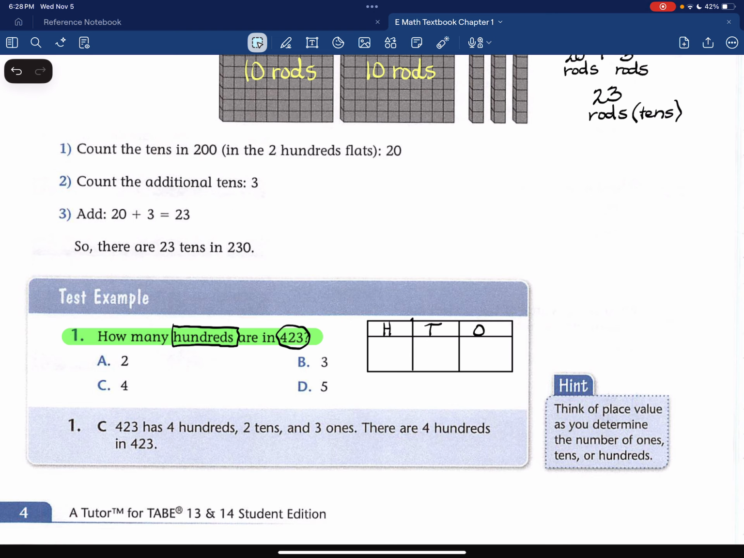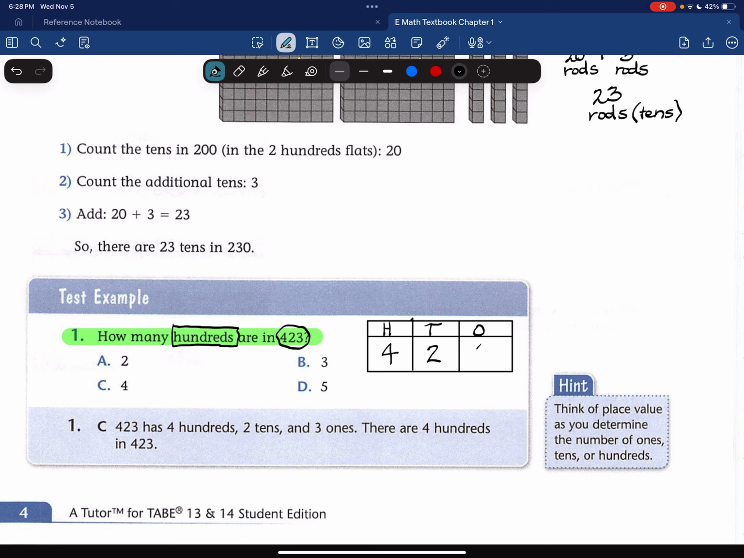All right, so 423 goes into this place value chart. And the question is, look at the box you drew. How many hundreds are there? So that's the key that we're looking for. Now, the rods, I have 2 of them, but I would need to have 10 of them in order to get another 100. So there are 4 hundreds in this number, and that is C as in Charlie. The hint says to think of place value as you determine the number of ones, tens, or hundreds.